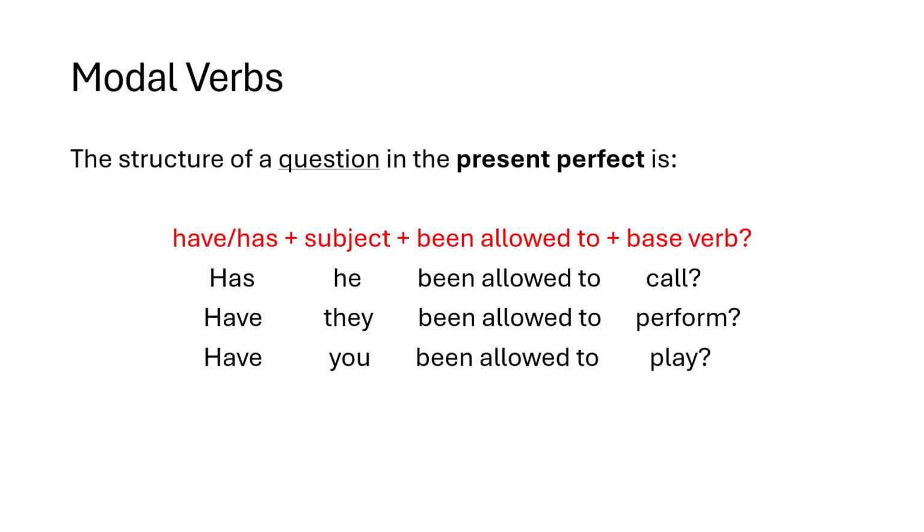The structure of a question in the present perfect is have or has plus subject plus been allowed to plus base verb. Has he been allowed to call? Have they been allowed to perform? Have you been allowed to play?